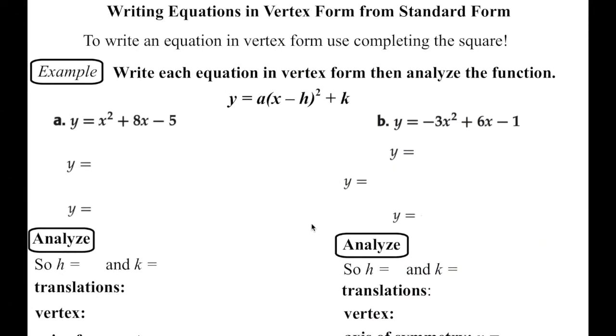So if we want to write the equation in vertex form and we're starting with standard form, here's the process that you're going to follow. The reason we did completing the square first is you're going to use that now to write your equation in vertex form. So here's how we do that. This is our goal, the vertex form on this slide, and I've given you two equations that are in standard form.